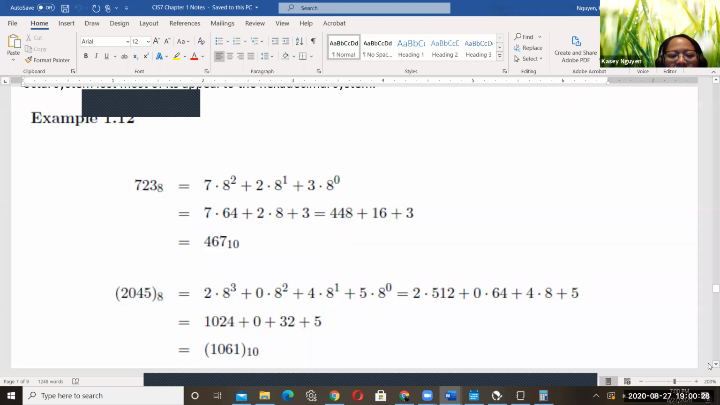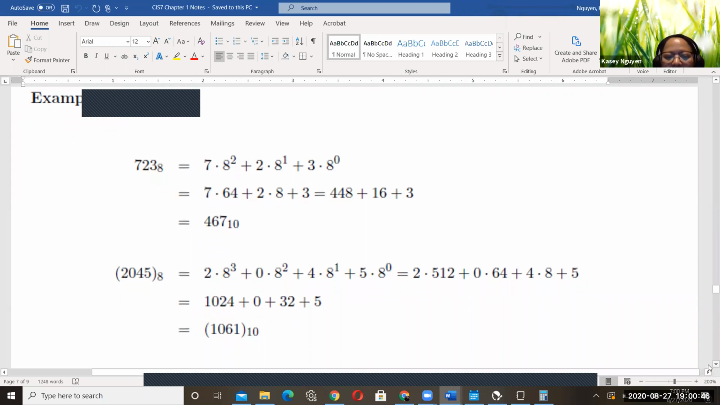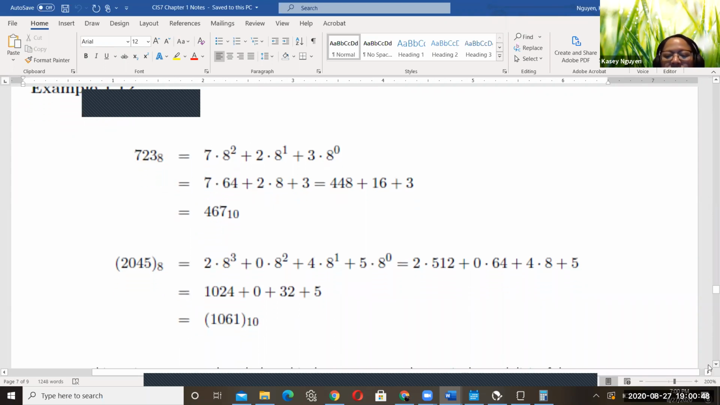So when we multiply that out and do the addition, we would get the decimal equivalents. And in this one, it has more digits, so we would continue to increase the exponent as we move from right to left. Okay. So the same technique that's applied to hexadecimal conversion, right? From hexadecimal to decimal, we would use the same technique to go from octal to decimal.